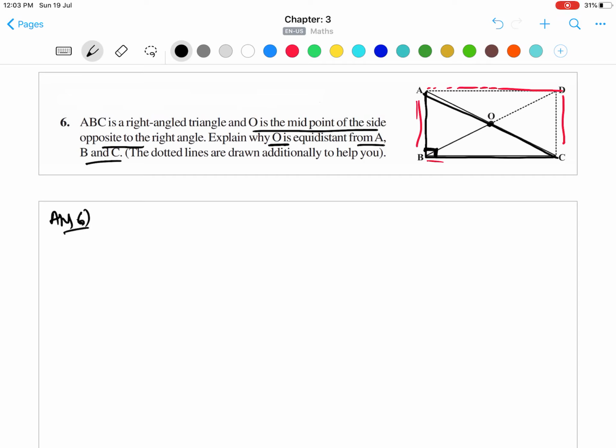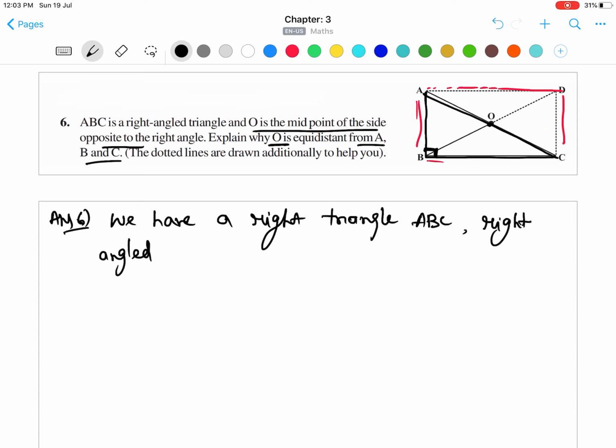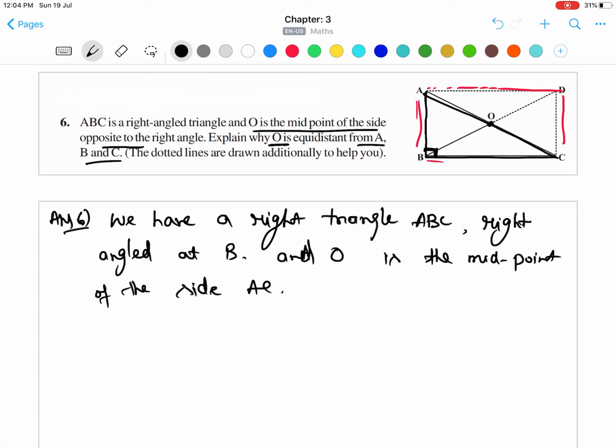Answer number 6. It says we have a right triangle ABC, right angled at B, and O is the midpoint of the side AC.